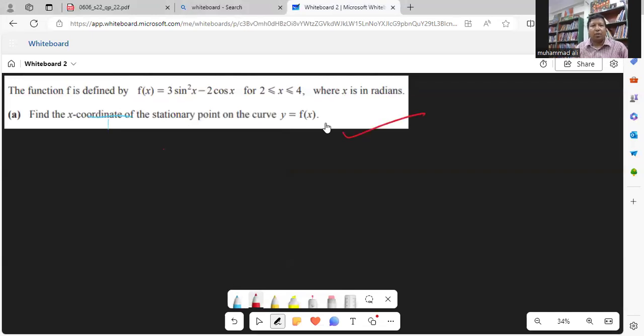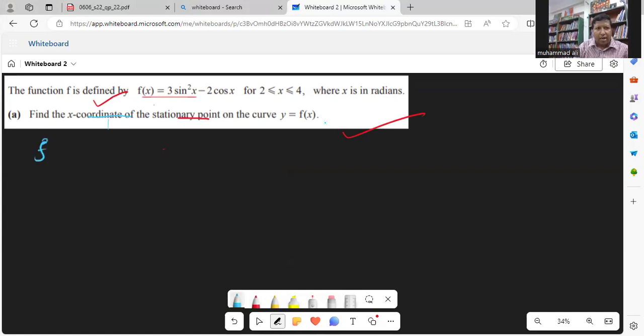One thing we know is that at a stationary point, dy/dx is 0. That means no slope; the gradient is equal to 0. To find the x coordinate of the stationary point, at first we have to differentiate this and write the derivative equal to 0. Now see how we can do this.